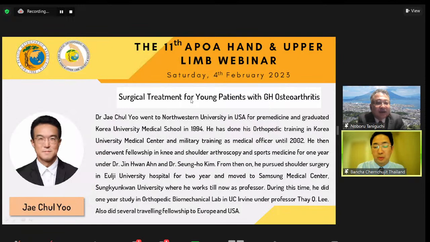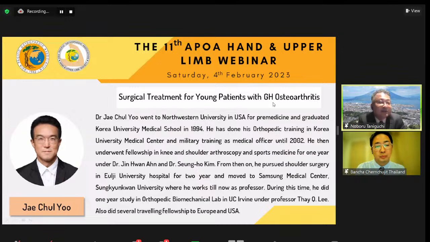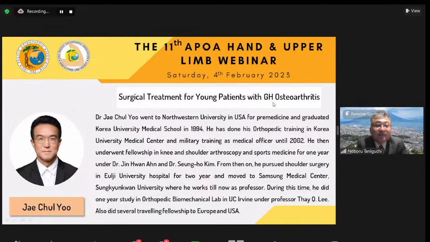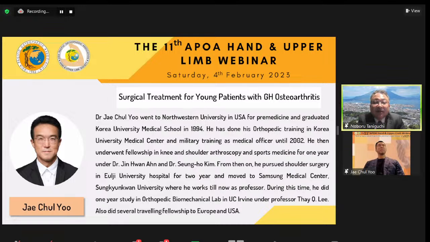Yes, Dr. Noboru. Yes, and in this session we have two presenters. The one is Dr. Jae Chul Yoo. He's going to talk about surgical treatment for young patients with glenohumeral osteoarthritis. And as we see, Dr. Jae Chul Yoo went to Northwestern University in the USA and graduated from Korea University Medical School in 1994. He had his hospital training at Korea University Medical Center and military training as a medical officer until 2002.